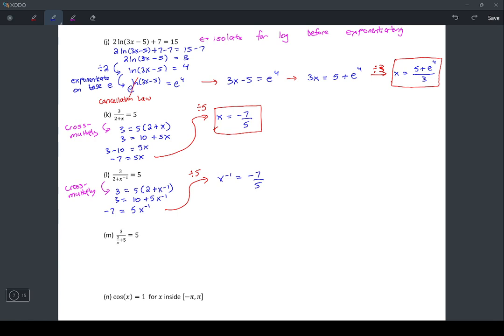Now be careful. Power negative 1 does not mean negative x. Note, x to the negative a means 1 over x to the positive a. So x to the negative 1 means 1 over x. So what we have right now is 1 over x is equal to negative 7 over 5. Then cross multiply, cross divide, we get x is equal to minus 5 over 7.